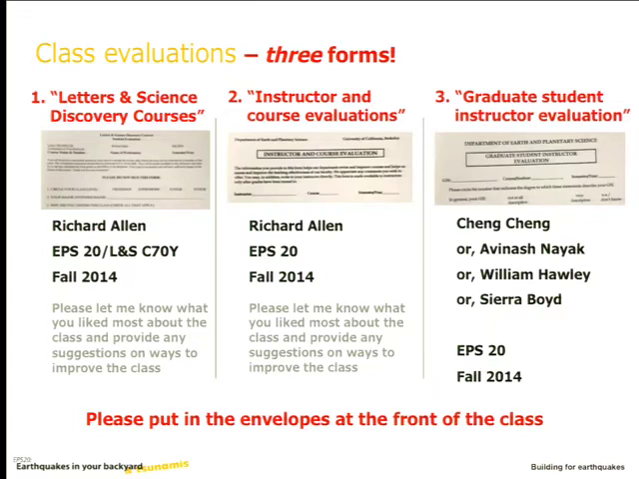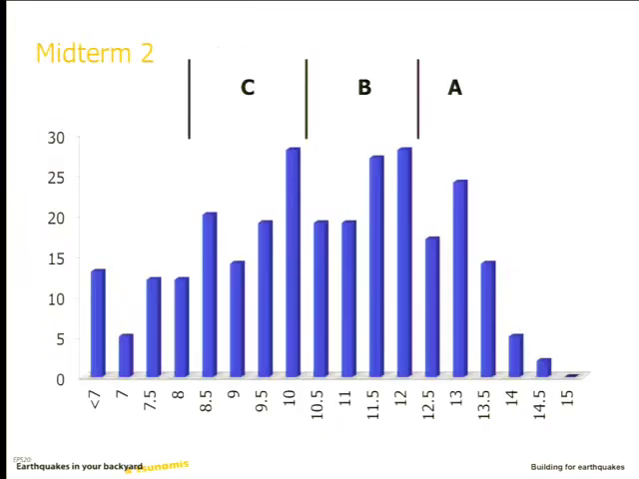Okay, so I have some more logistical stuff to deal with. First of all, it's the grade distribution from the midterm. This is what the score distribution looks like from that second midterm, and what I've indicated there are the approximate boundaries for A's, B's, and C's, so you can have a sense of where you fall. That midterm was worth 15 points, which is what is shown here.